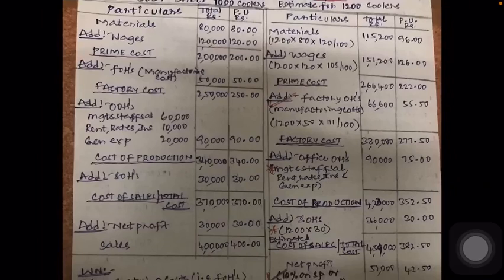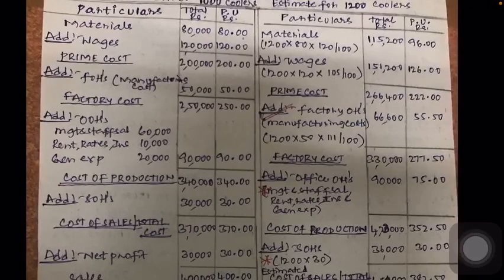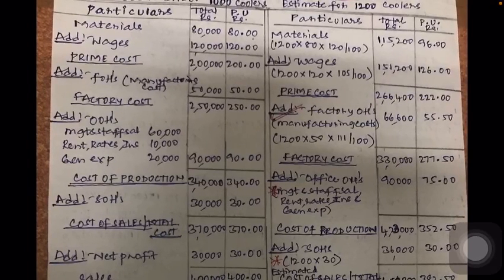Materials 80,000, add wages 1,20,000, and the per unit cost is 80 rupees and 120 rupees. 80,000 divided by 1000 is 80. 1,20,000 divided by 1000 is 120. You will get prime cost. Add factory overheads. Factory overheads here are manufacturing cost, which is given as 50,000. You will get factory cost.